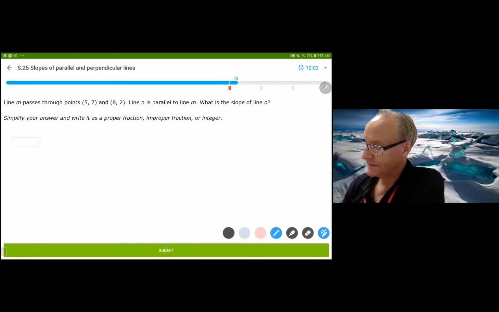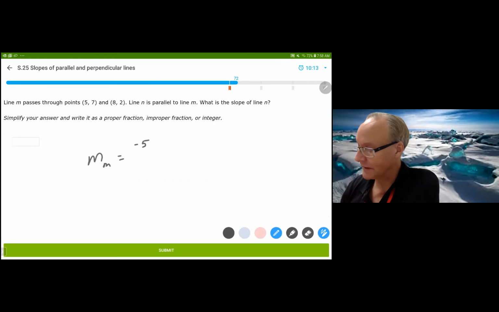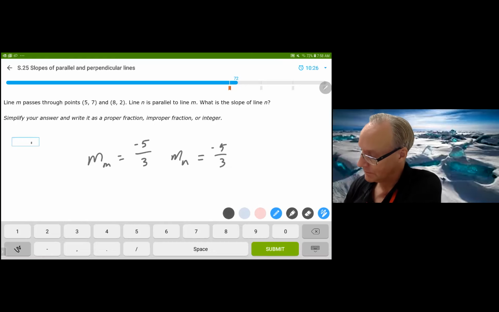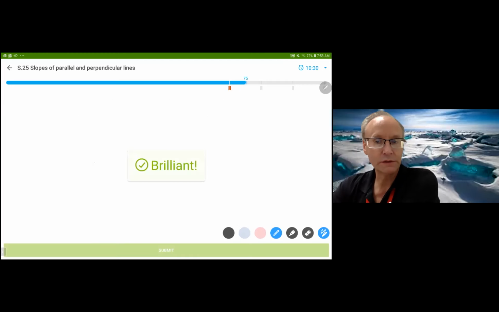Okay, this time we want the slope of line M. Unfortunately, it's the M of M. I'm going to take the 2 minus 7, which is -5. I'm going to take the 8 minus 5, which is 3, and I'm done. The line N is parallel, so the slope of N is equal. That's going to be -5 over 3. That's it. Remember, parallel lines have equal slopes.